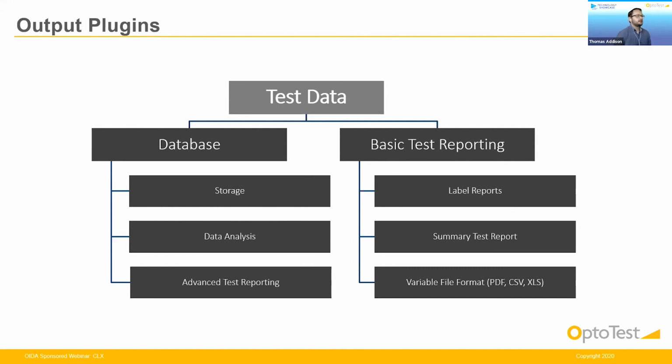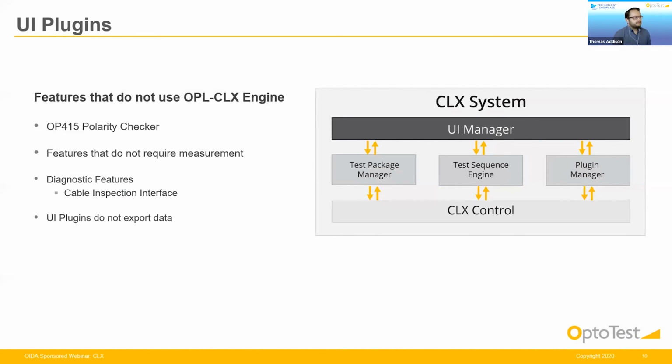And the last big output feature right now, or big plugin branch, are UI plugins. These user interface plugins are features that don't use the OPL-CLX engine. What I mean by this is we define the CLX engine as the builders, test reporting, and referencing. So these don't do any measurement, and they don't do any test reporting. They don't export any data. They're more, of course, based on the name, user interface.